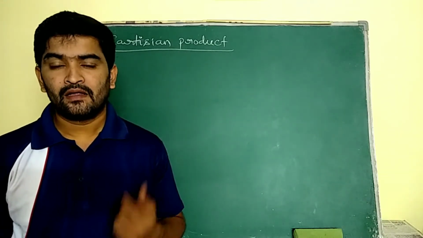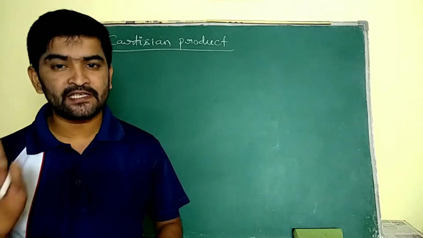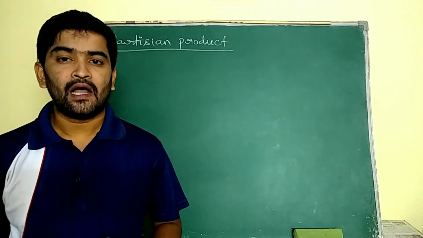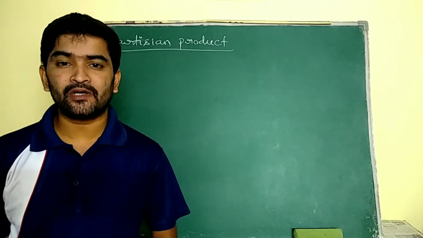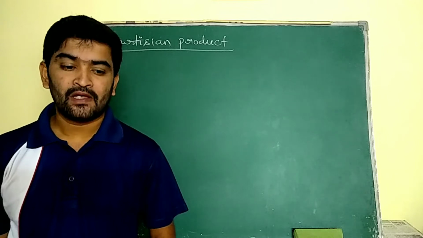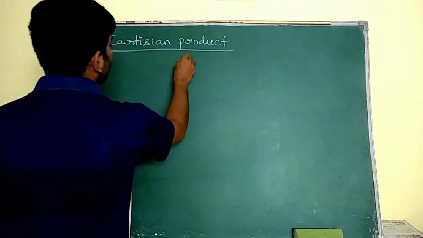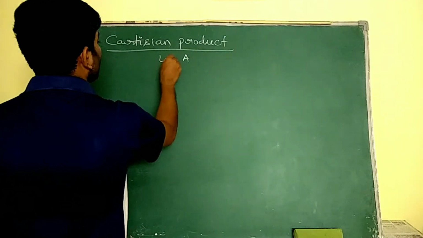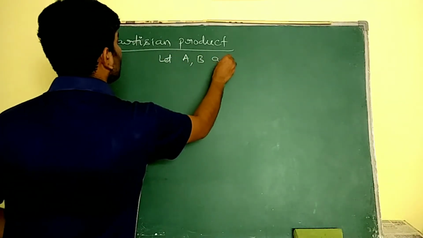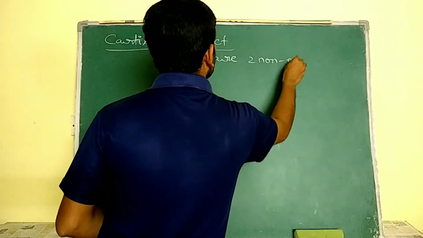For finding the Cartesian product, I need two non-empty sets. I'm going to explain what the Cartesian product is, and then you will know how to write it. For writing the Cartesian product, I need two non-empty sets. So let A, B be two non-empty sets.